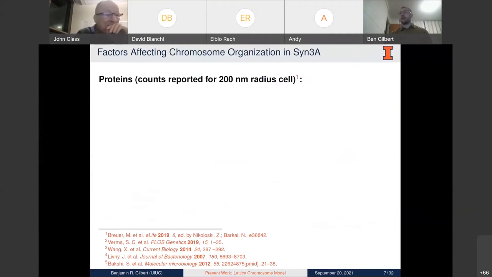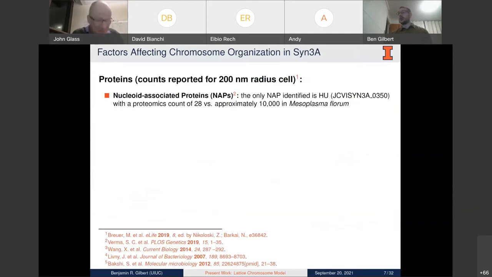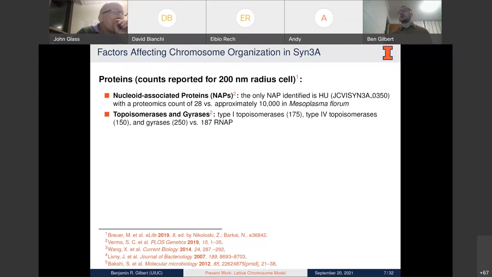And so some of the factors that affect chromosome organization in Syn3A are proteins. First off, there are nucleoid associated proteins. In the case of Syn3A, the only nucleoid associated protein identified is HU, which has a very low count of 28 in the proteomics versus approximately 10,000 in organisms such as Mycoplasma pneumoniae. There are topoisomerases and gyrases, and all of these have proteomics counts that are nearly equivalent to the number of RNA polymerases. Additionally, due to the lack of a significant number of HU, we assume that there's no persistent supercoiling in this current model.